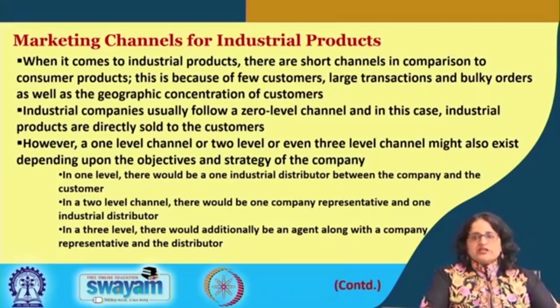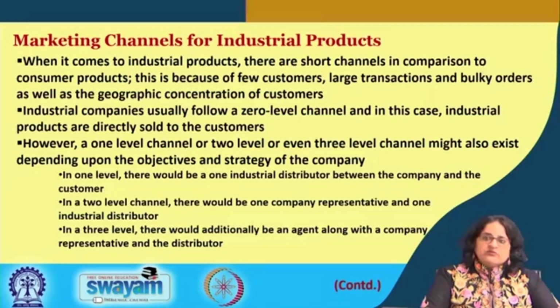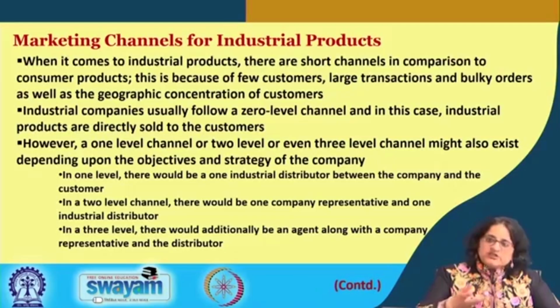Then we have marketing channels for industrial products. Now industrial products are bulkier products, larger products. The number of buyers are few, but the transactions are heavy, very large bulky transactions, and in most cases these products are very expensive items, and they are either used as raw material or components or spare parts or work in progress, and they are actually used by the customer to manufacture an end product for the end customer.